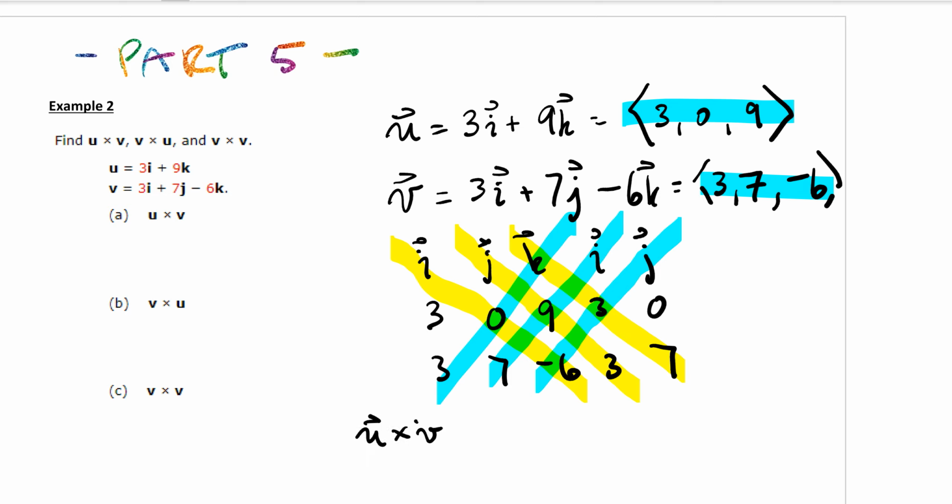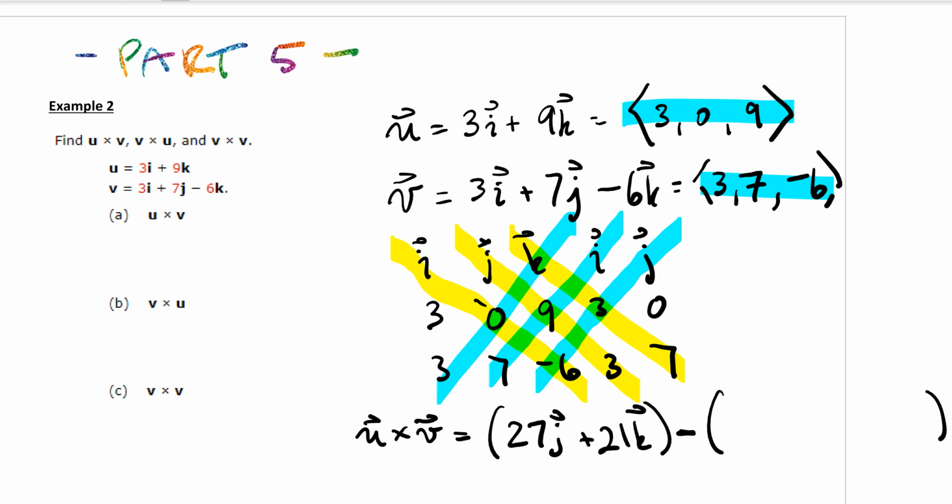U cross v is going to be, down the first yellow diagonal, we'd have 0 because of the 0 here. The second one would be, so I won't write the zeros, the second one would be 27j. The third yellow diagonal would be plus 21k. And then we have a minus, and some more terms coming.